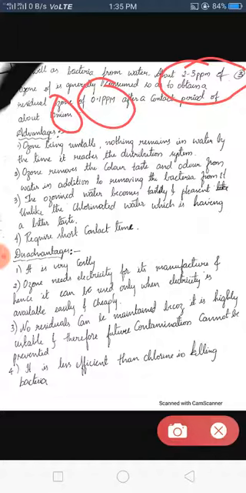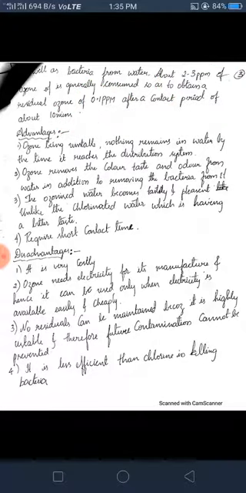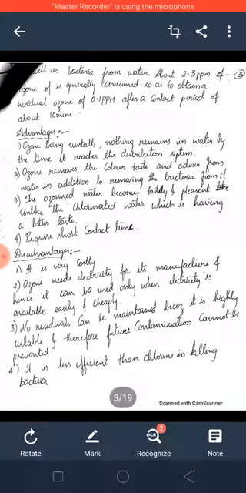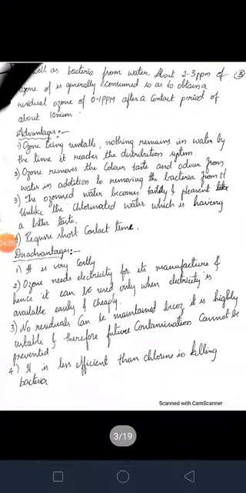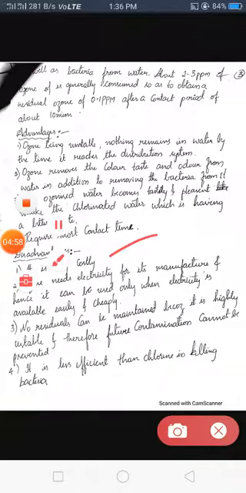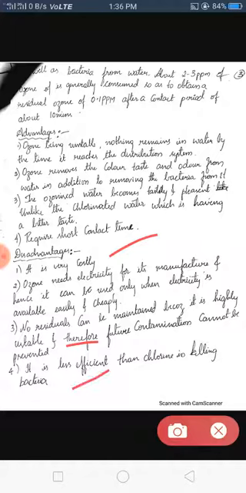Next, the main advantage and disadvantage of using ozone: because it is unstable, it does not remain in the water by the time it reaches the distribution system. Ozone removes color, taste and odor, and requires a short contact time. The main disadvantage is that it is very costly, and no residual can be maintained because it is highly unstable. The ozone needs electricity for its manufacture, and hence it can be used only when electricity is easily and cheaply available.